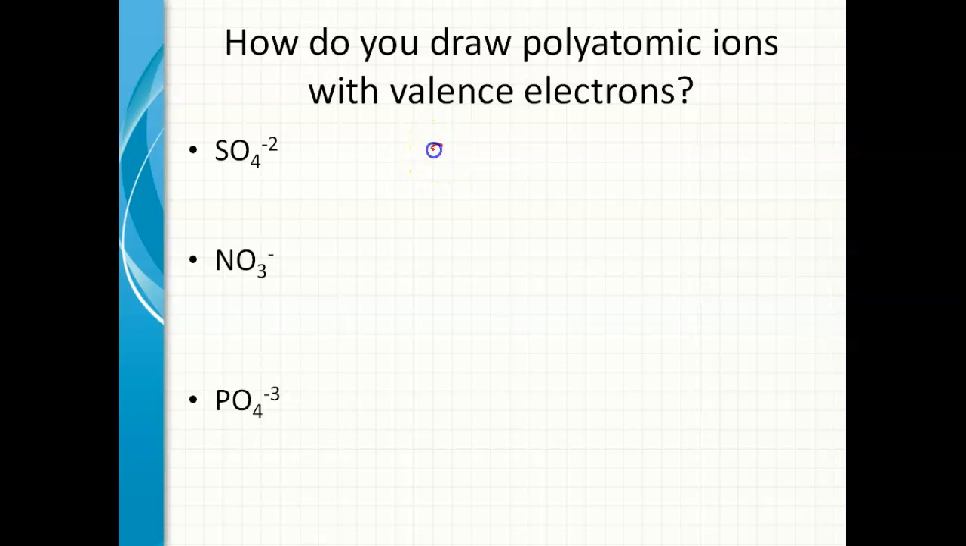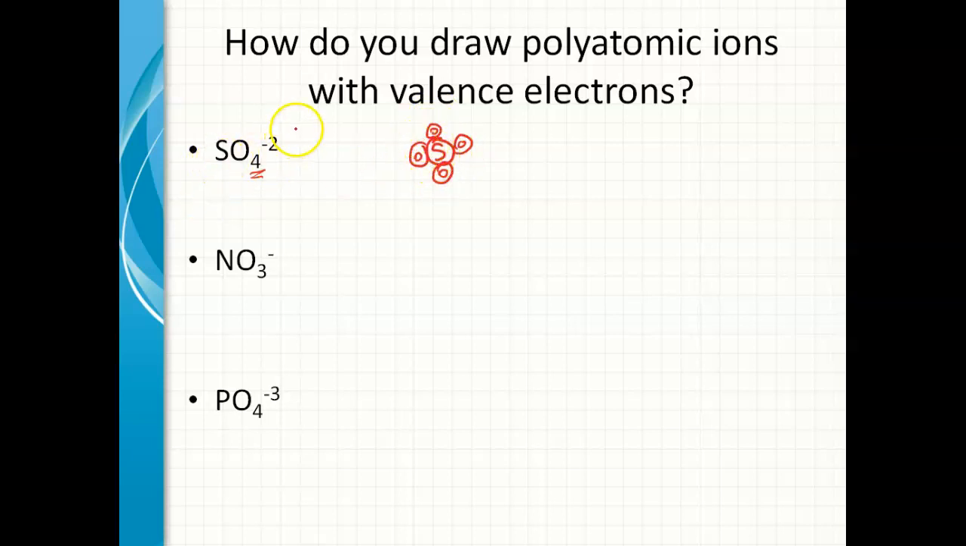So I'm going to go ahead and draw that nice and simple. It makes no difference how you draw it. I'm going to have one sulfur with 4 oxygens surrounding it. The reason I put 4 oxygens surrounding it is because that subscript 4 tells me that I have 4 oxygens that are bonded with the sulfur.